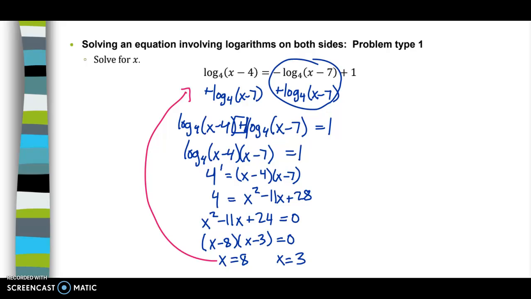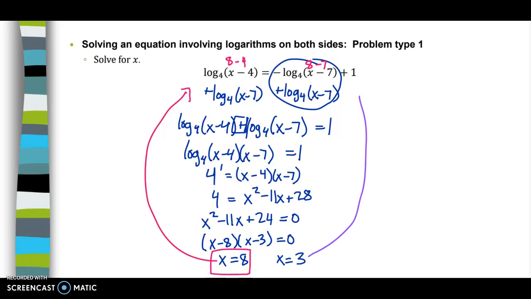If I plug in 8 into here, I get 8 minus 4. So that's a log of a positive number. Here I'll get 8 minus 7, which is the log of a positive number. And so x equals 8 is a perfectly good solution.